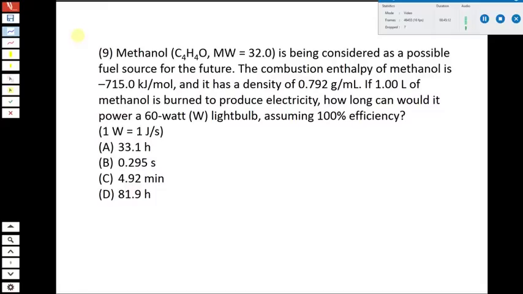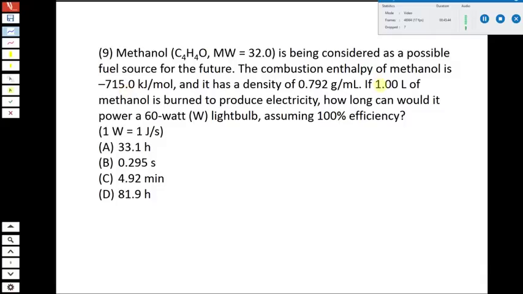All right, this question here, there's not a high probability you'll get one like it on the exam, but there's a few in the question set that deal with this. This is basically just all kinds of conversions here, and it's talking about burning a fuel, methanol, which has a molecular weight of 32. So the combustion enthalpy of the methanol is minus 715 kilojoules per mole, which means that we're going to release 715 kilojoules of heat or energy every time we burn that. And it has a density of 0.792 grams per milliliter.